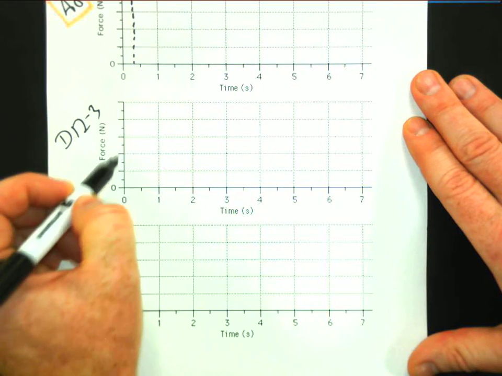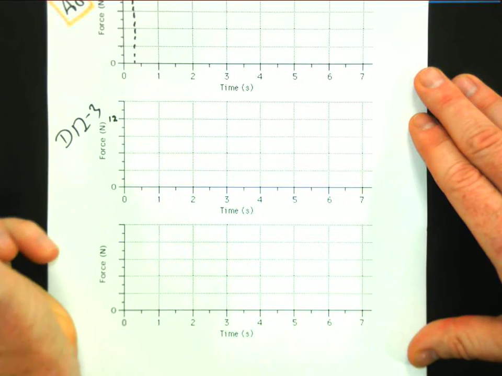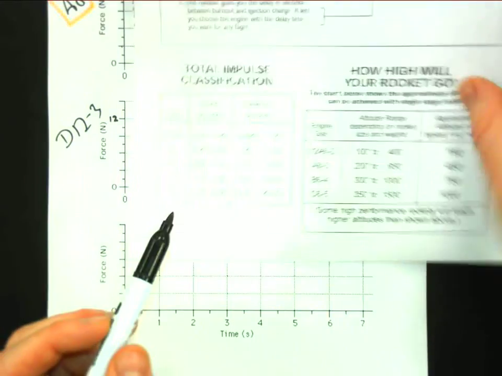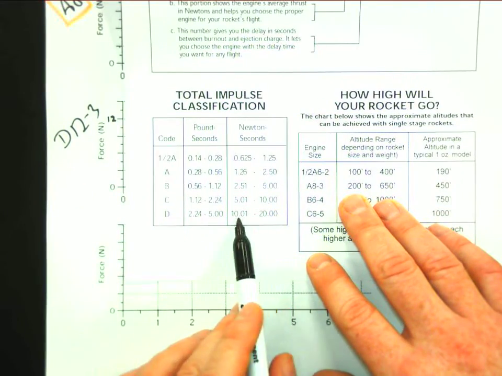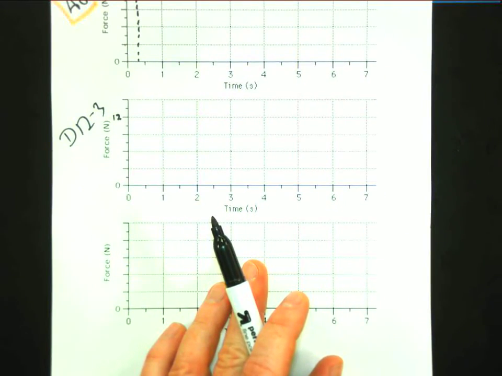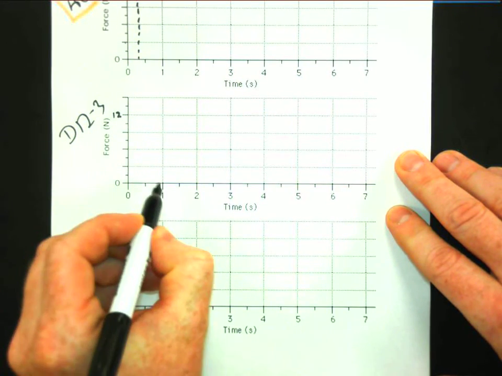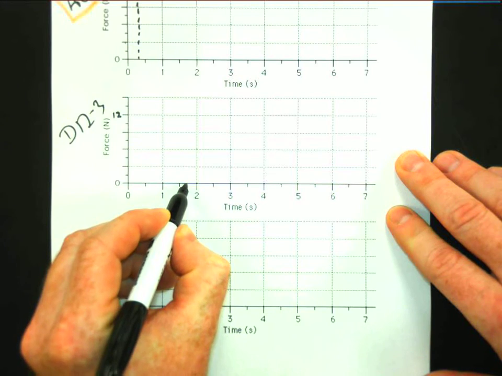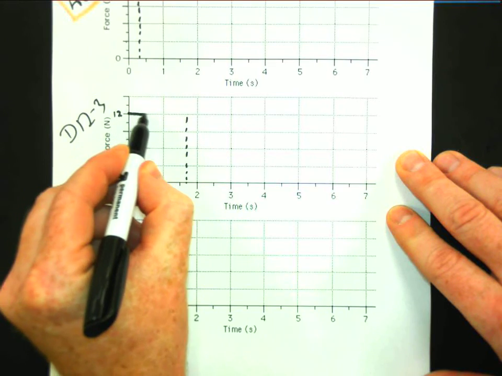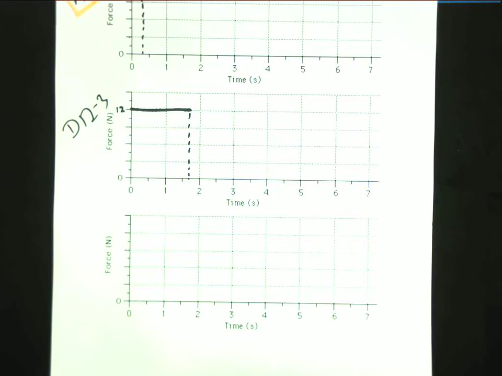And so I'm going to go 2, 4, 6, 8, 10. That's not going to work. 3, 6, 9, 12. So now that line becomes the 12. Now a D, well, a D is going to give us an impulse of 10 to 20 Newton seconds. Let's go with the 20. So I need a time of 1.66, or roughly 1.7, 1 2/3 seconds right there. So dot, dot, dot, dot, all the way up, and there. And that is the thrust curve for a D12 engine.